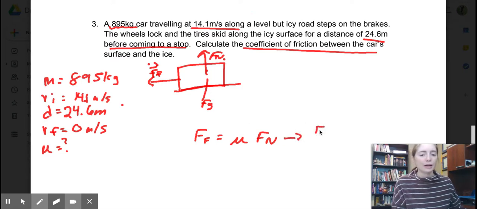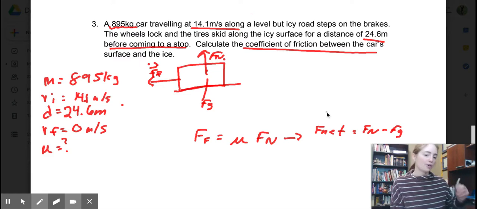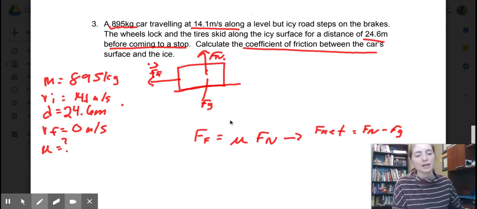So we can make an F-net equation on the y, which is going to mean that our F-net is going to equal Fn minus Fg. So because our car is neither accelerating up or accelerating down through the ground, it would mean our F-net is going to be 0 on the y. And I can add my Fg over. So my Fg is going to equal my Fn.